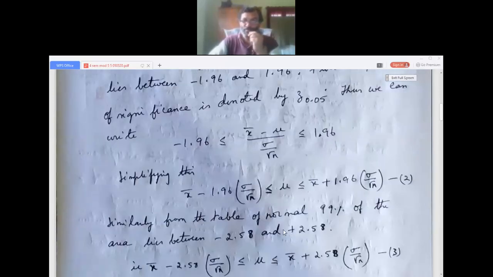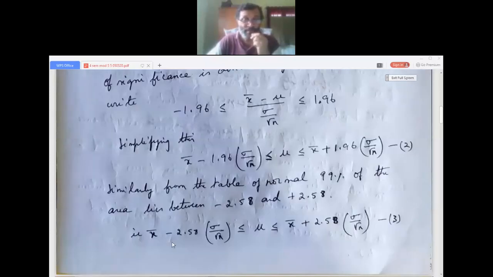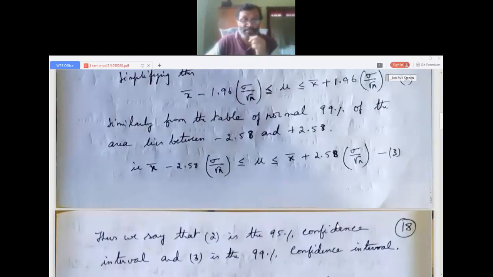Similarly, from the table of normal distribution, which I sent to you, the graph is a bell-shaped curve. 99% of the area lies between minus 2.58 and plus 2.58. So we can say x bar minus 2.58 sigma by root n less than or equal to mu less than or equal to x bar plus 2.58 sigma by root n. It is taken as equation 3.